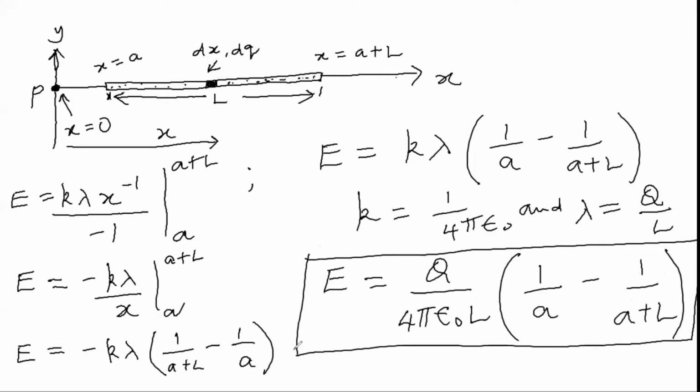So this is now my symbolic answer. In case I know the length of the rod, I can also know the total charge that is on that rod. And I also know A, which is the distance from one end of the rod to the point where I want to calculate the electric field. Then I can actually calculate the electric field at that particular point.